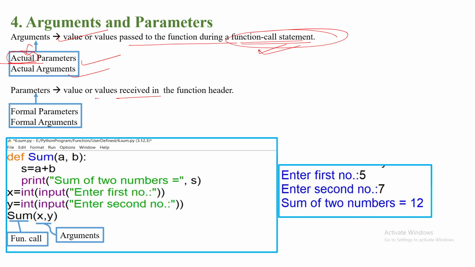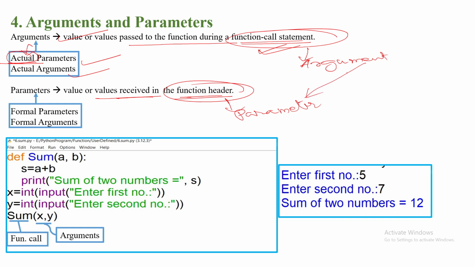The parameter receives this value in the function header. So in the function call, argument, and in the function header, parameter. Both are the same, argument and parameter, but the name is different. Parameters are also called formal parameters or formal arguments.